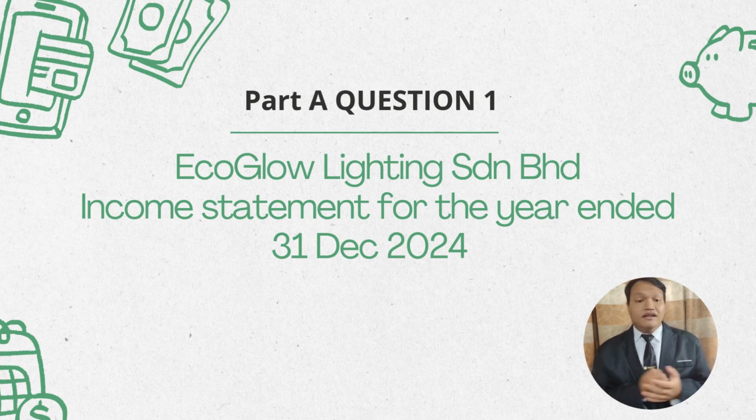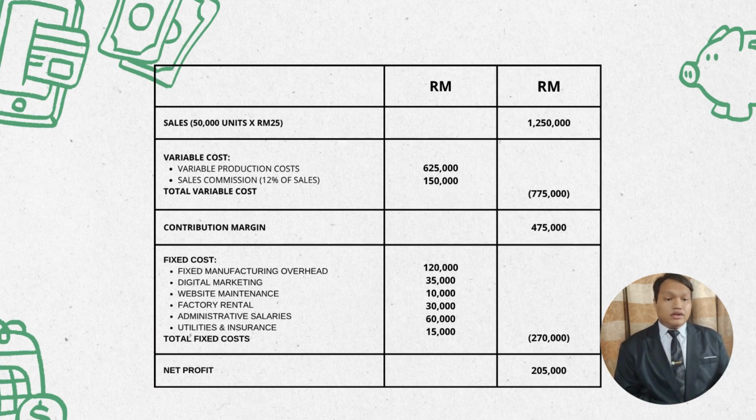So let's begin with the CVP style income statement for EcoGlow Lighting Sdn Bhd for the year ended 31st December 2024. In 2024, EcoGlow sold 50,000 EcoBright small LED bulbs for 25 ringgit each, generating a total sales revenue of 1,250,000 ringgit. The company incurred the following variable costs: 625,000 ringgit in variable production costs, 150,000 ringgit in sales commission calculated at 12% of total sales. This brings the total variable cost to 775,000 ringgit.